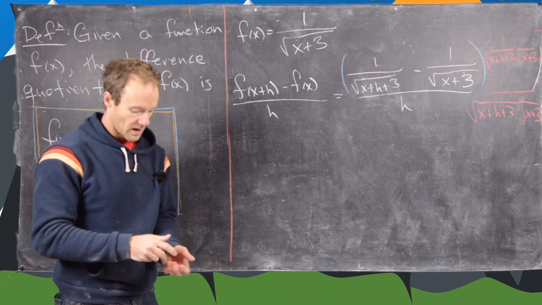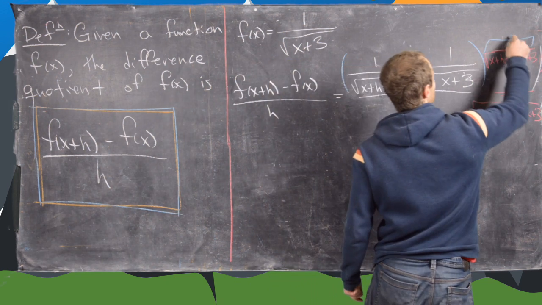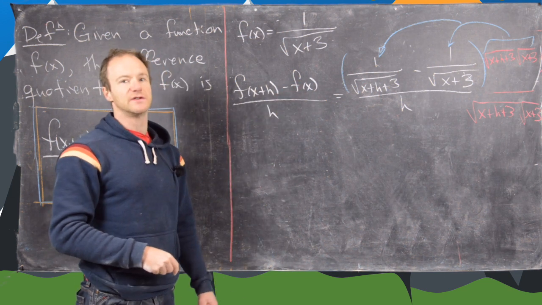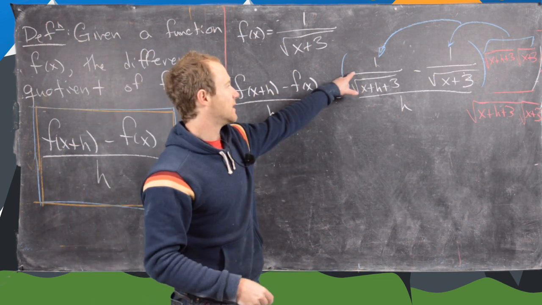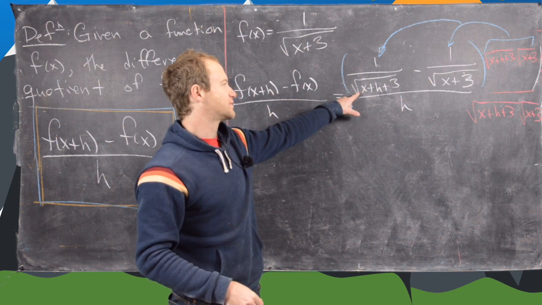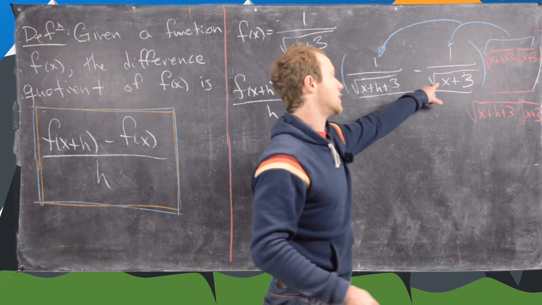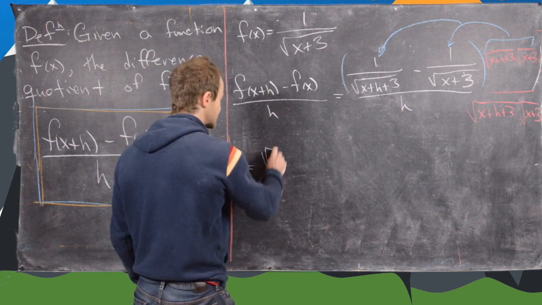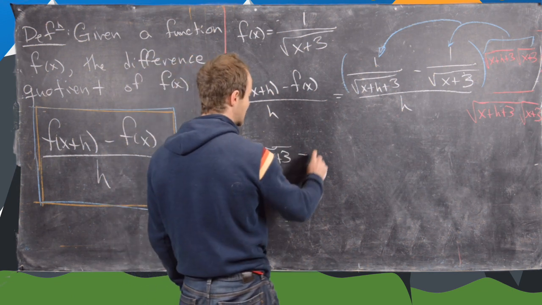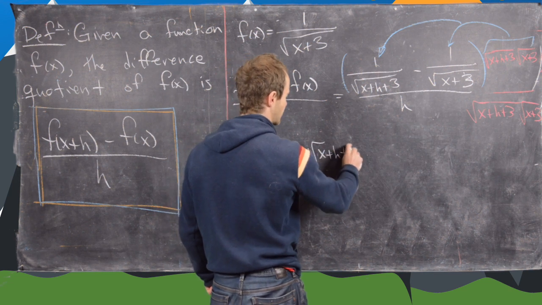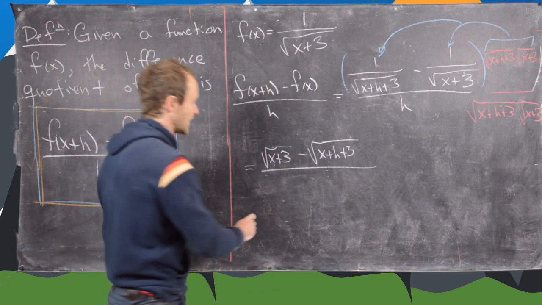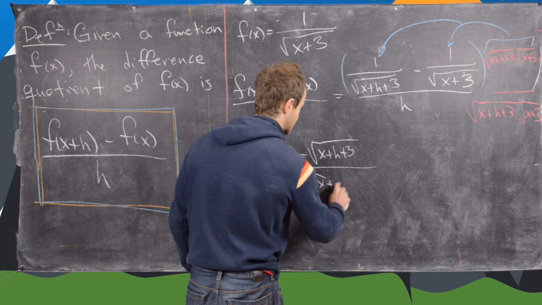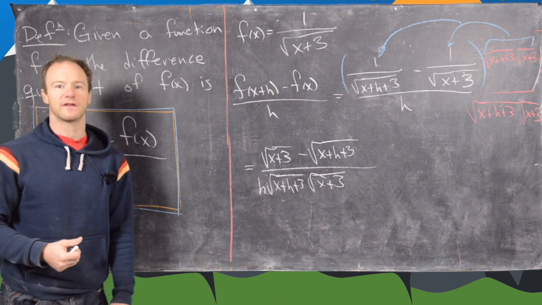Okay, great. But now let's see what happens. This term is going to distribute onto each of these, but as it distributes onto each of those, it's going to cancel in a different way. So when it multiplies onto this one, the x plus h plus 3 is going to cancel, and when it multiplies onto this one, the x plus 3 is going to cancel. So in the end, we're going to end up with the square root of x plus 3 minus the square root of x plus h plus 3, all over h times the square root of x plus h plus 3 times the square root of x plus 3. So we've got something like that.